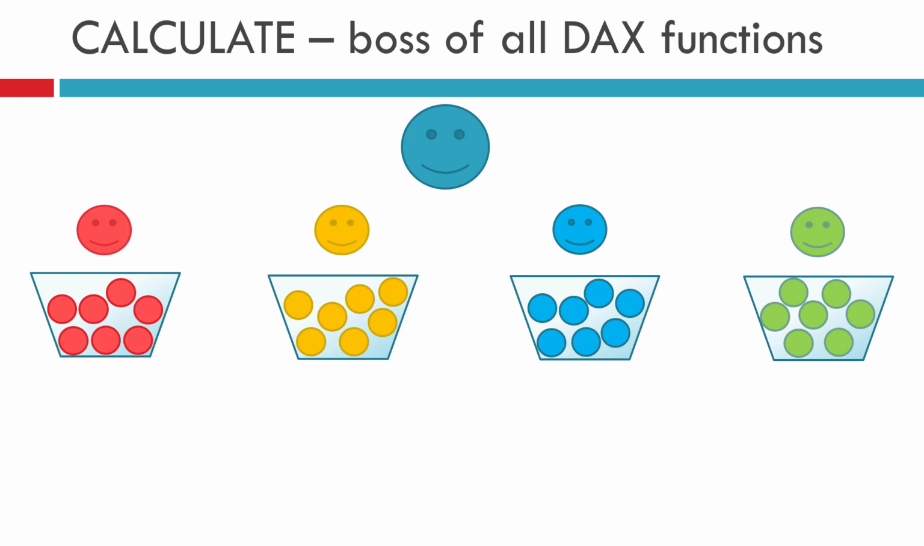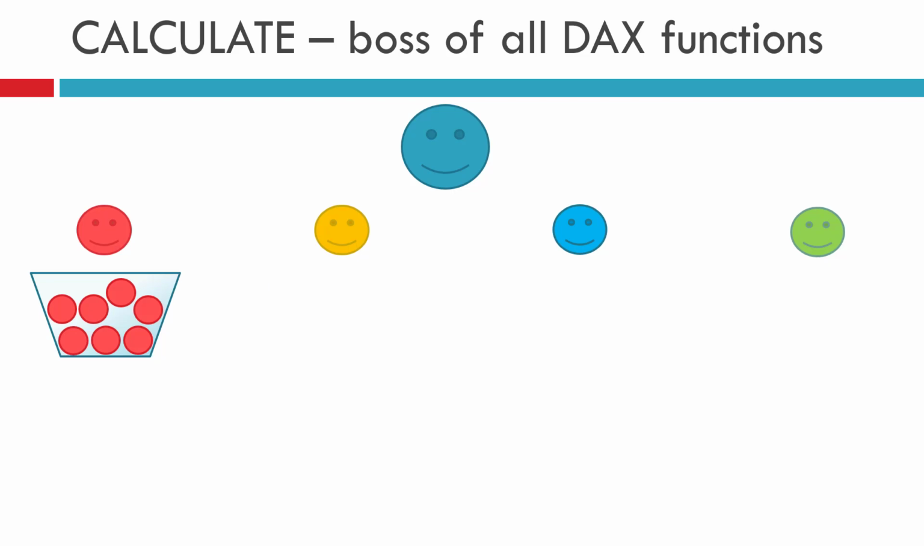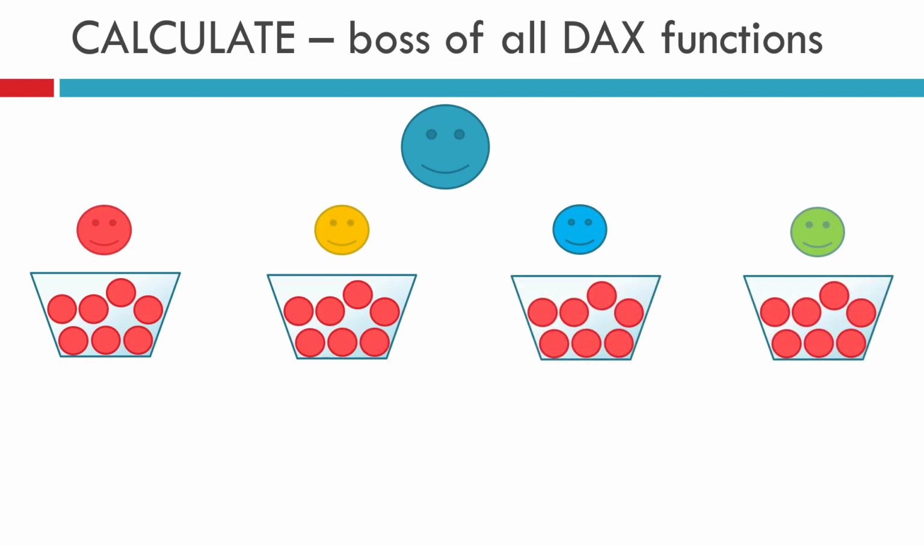The boss can simply order all the individuals to count only the red colored balls, no matter whatever their favorite color is. However, the boss may also allow each person to count the balls whichever he likes, but ask them to consider more attributes of these balls. These additional attributes can be ball weight, ball size, and so on. So in simple words, the boss can either completely override the choices already made or add more conditions to the existing choices made. The CALCULATE function also works in a similar way. It can either override the existing filter context or simply add a few more filter contexts to the existing ones.